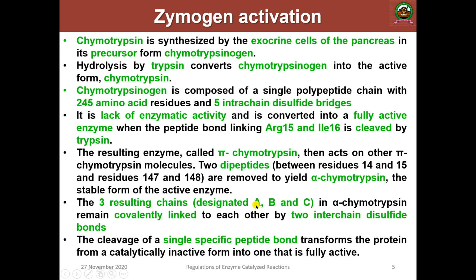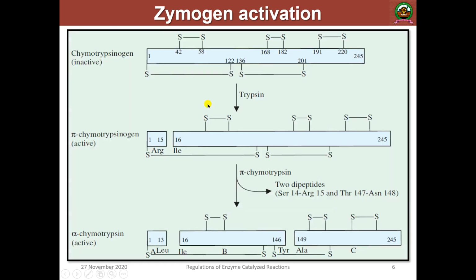So the resulting molecule has three chains, A chain, B chain and C chain in alpha chymotrypsin, which are covalently linked to each other by 2 interchain disulfide bonds. So this cleavage of a single specific peptide bond transforms the protein from the catalytically inactive form into one that is fully active chymotrypsin. So this is what I have told, dear students.